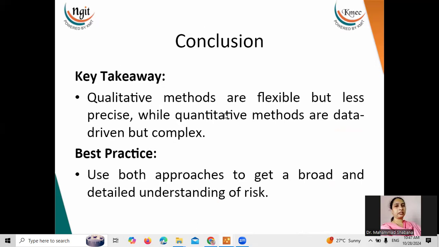In conclusion, qualitative methods offer flexibility and simplicity, but they can lack precision. On the other hand, quantitative methods provide detailed data-backed insights but are more resource intensive. The best risk management practices often involve using both methods to balance the advantages of each. With this dual approach, organizations can make more informed decisions about how to manage their risk.